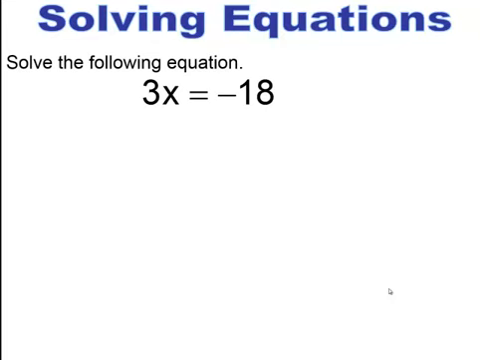Pause and try. So this is multiplication. The inverse would be division. We have a negative divided by a positive, so we're going to end up with a -6 as your solution.